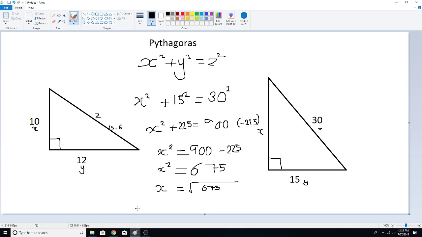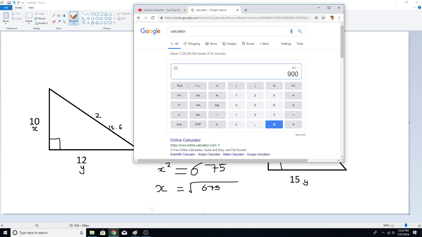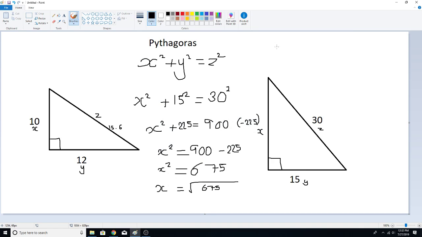We'll stick that in the calculator: the square root of 675. It is 25.98. I'll round that to 26, very, very close to 26, or 26.0. So x equals 26.0. And there you have it. I think that's about it.